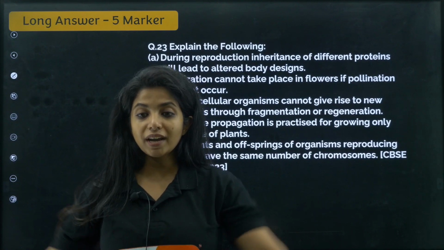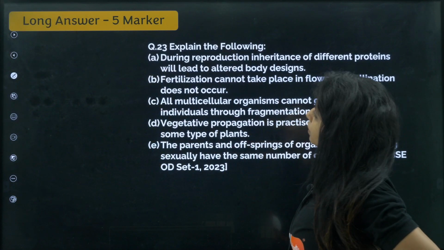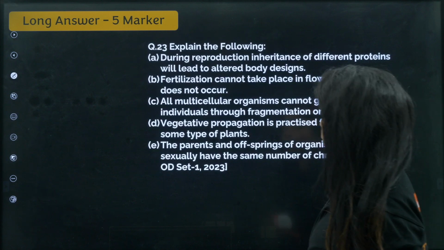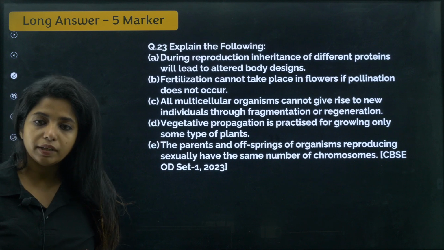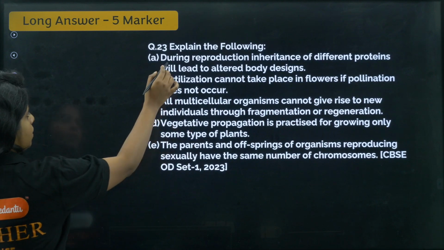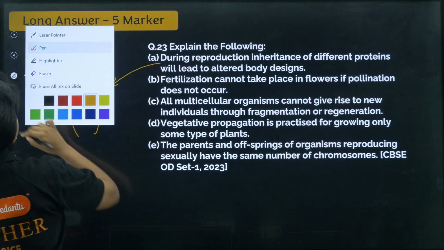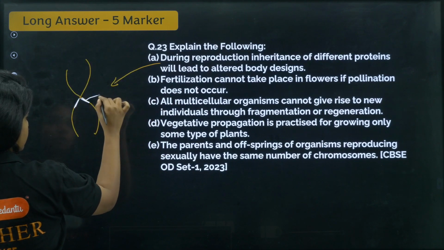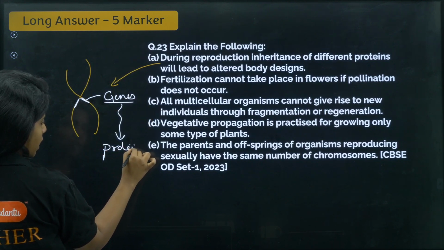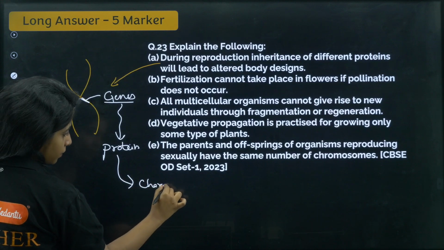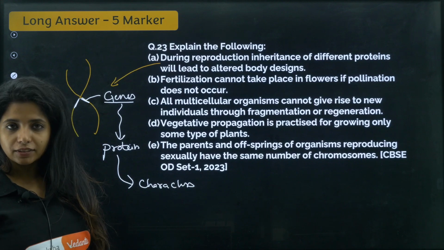Now comes the 23rd question of 5 marks, that is, explain the following. During reproduction, inheritance of different proteins will lead to altered body design. Do you think inheritance of different proteins will lead to altered body design? Yes, it will. So what happens, my dear children, is that we all have our DNA. The DNA has specific segments like this, which are known as genes, and genes, all of them, code for proteins, and these proteins are responsible for all our characters. These proteins that you see are responsible for all our characters.